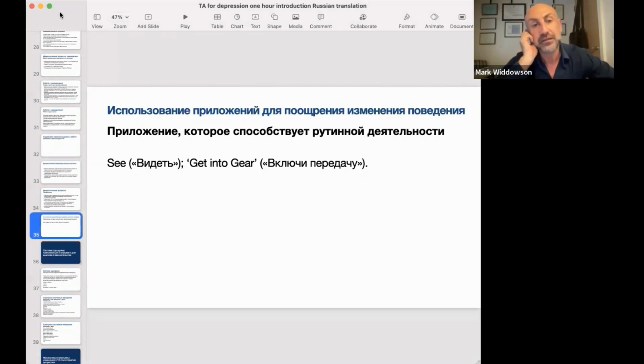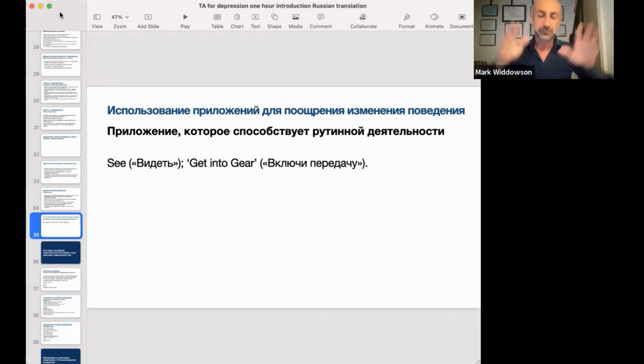Now, another thing that we can do is to use apps on our phone to promote change. Mobile phones are fantastic things because usually clients have them with them at all times. It's almost like an extension to their body. And what we can do is use apps to set reminders or ask us to do things.